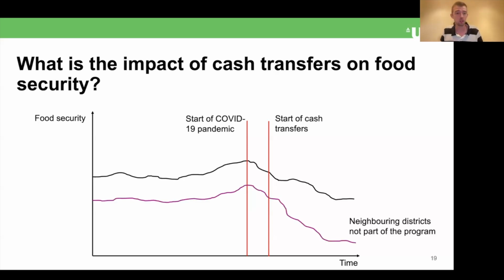Now, one thing that you might want to do is collect this food security data in a neighboring district that was not part of the program. That's the purple line here, the lower line, as you can see. Over time, it's moving in a very similar way. The food security generally is lower in this different district. Now, based on this data, could we say that the cash transfer was effective or not?